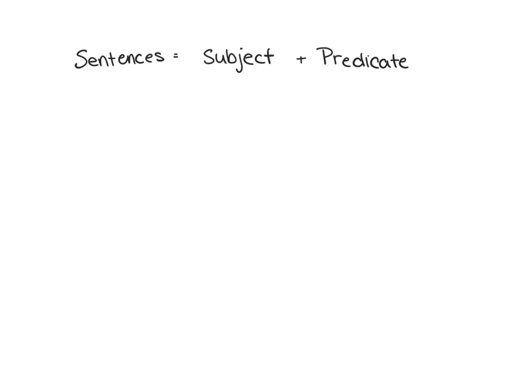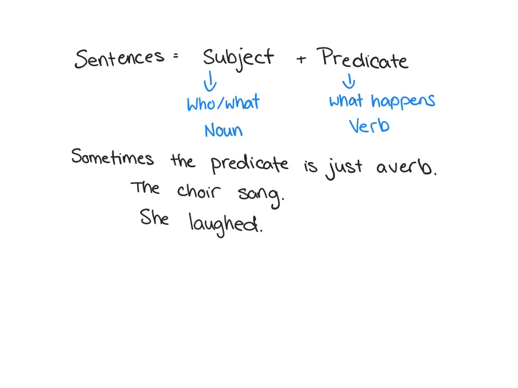Sentences are always made up of subjects and predicates. A subject is the who or what in the sentence, and the simple subject is always a noun. The predicate is what happens in the subject, and as we learned in earlier lessons, the simple predicate is always a verb or an action word. Sometimes the predicate in a sentence is just a verb and nothing else.